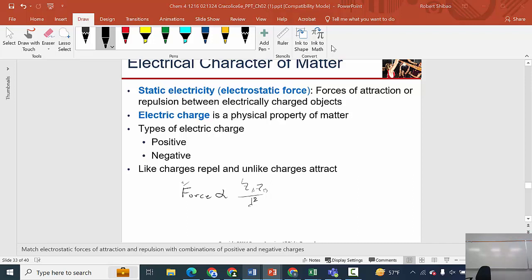But that's Coulomb's law. You don't have to know the mathematical form of Coulomb's law. You just have to know that the bigger the charge is, the stronger the force. The shorter the distance, the smaller the volume, the stronger the force. That's it.